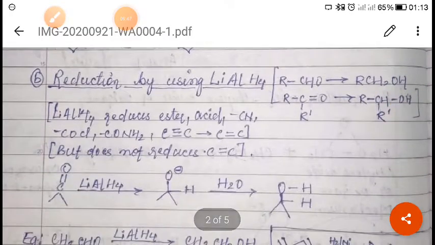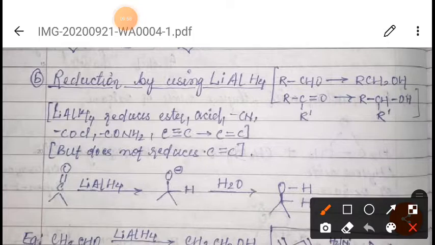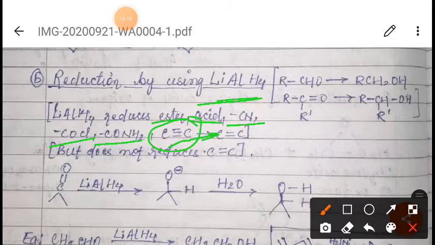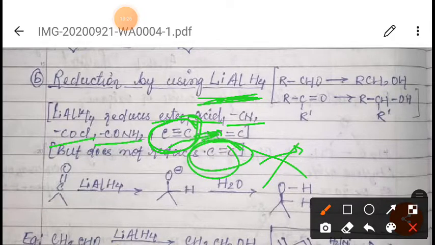Now next is using LiAlH4. When we are using this, as you can see, it is already written. It can reduce esters, acids, cyanides, COCl, CONH2. Now always remember that LiAlH4 can reduce a triple bond to a double bond, but not a double bond to a single bond. Always remember this. It can do a triple bond to a double bond, but not a double bond to a single bond.